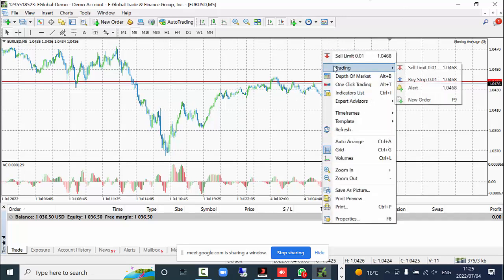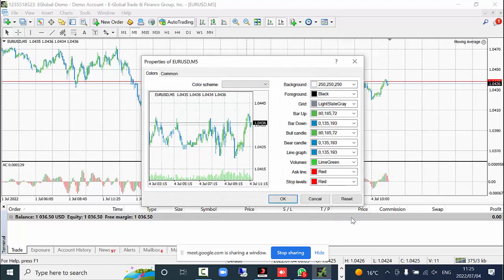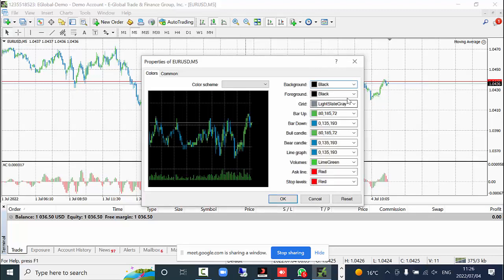You right click. I'm using MetaTrader 4, but MetaTrader 4 and MetaTrader 5 are the same thing. So you click on properties, and everything I'm doing here, you'll be seeing the visual, so that you don't go back and forth. I normally like my background to be black and my foreground to be white. So I come to my background, change it to black. I come to my foreground, I change it to white.